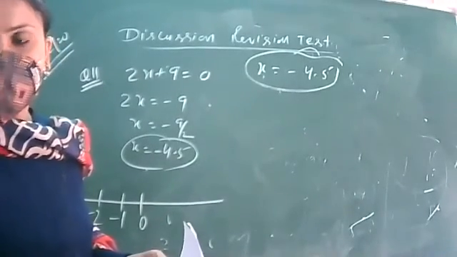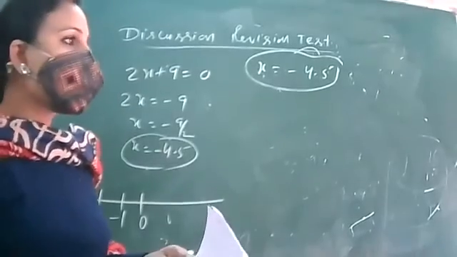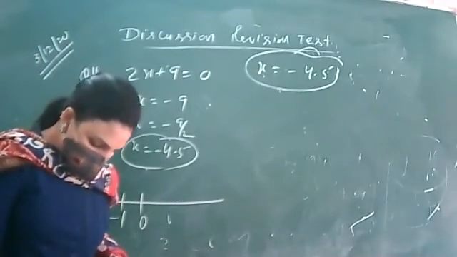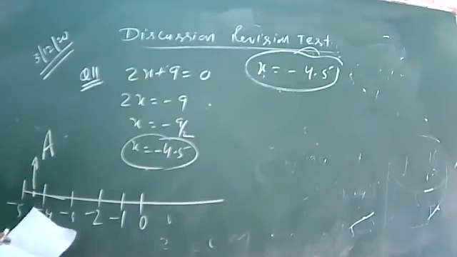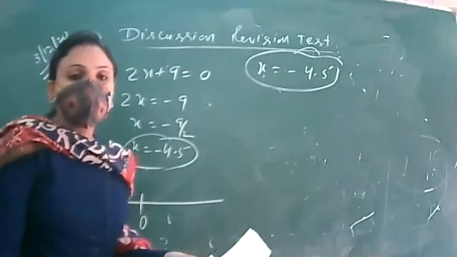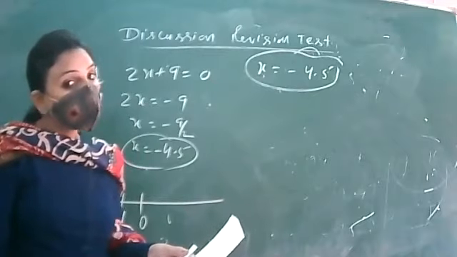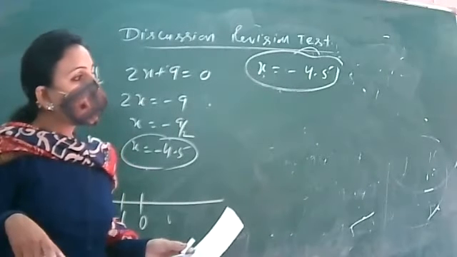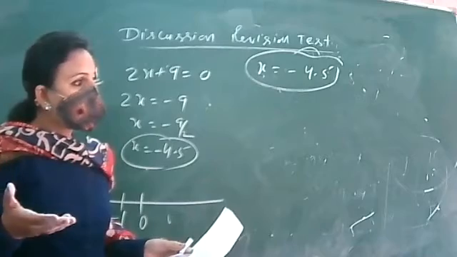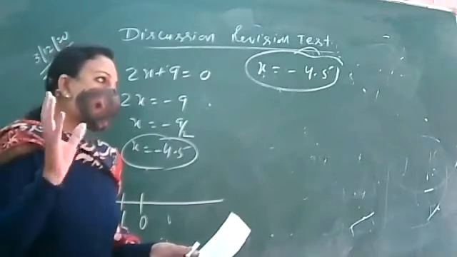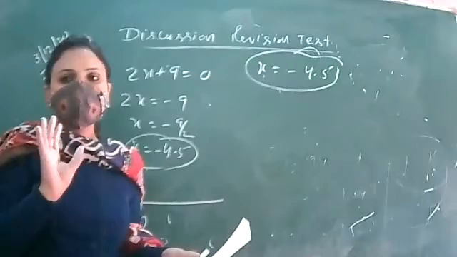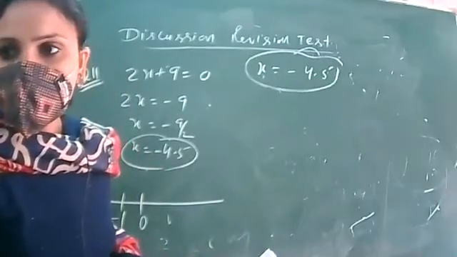Yes Ankita, unmute yourself. In two variables, what will x equal to minus 4.5 represent? Ma'am, it will represent a line parallel to the y-axis at a distance of 4.5 units to the left side. Definitely, exactly the right answer. Even Ankita never disappoints me whenever I ask something. God bless you, very good.